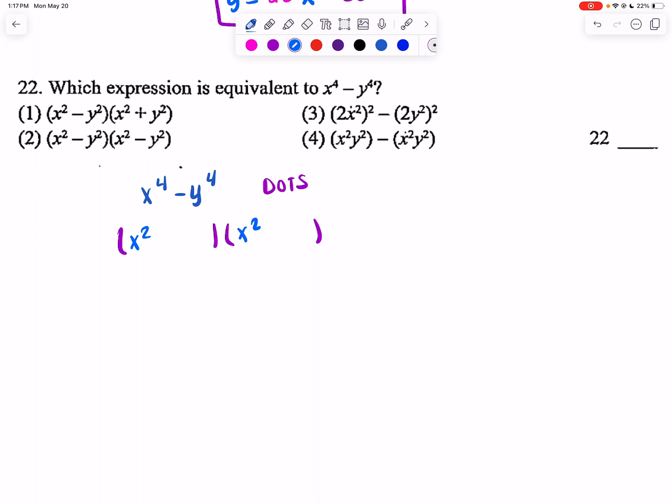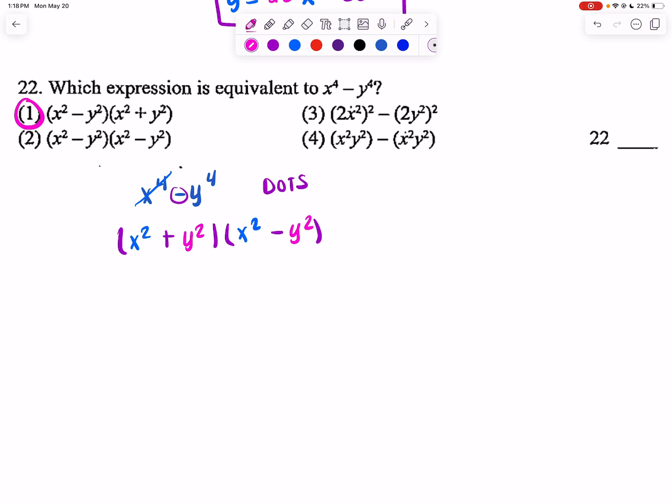Then I can think to myself, how do I make a minus sign in math? Well, the only way to make a minus in math is if you have a plus and a minus. And then I have to ask myself, how do I make a y to the fourth? Well, same way I did that x to the fourth. I just split it up into 2. So now I have a y squared and a y squared. So for this answer choice, it's going to be choice number 1.